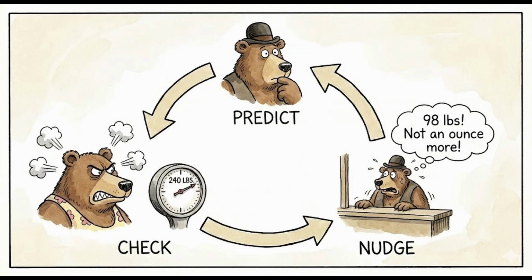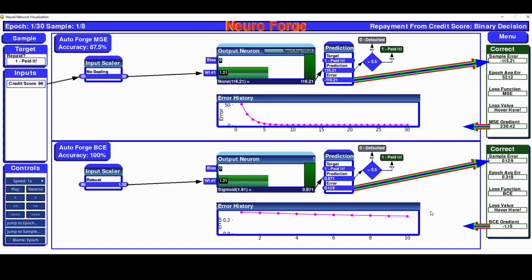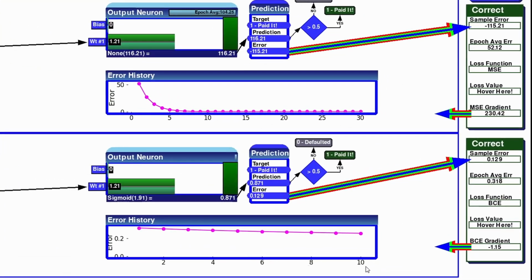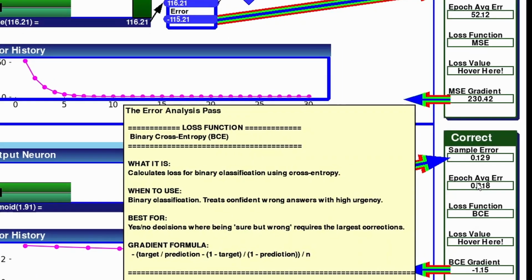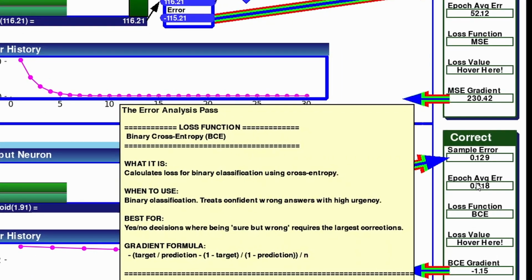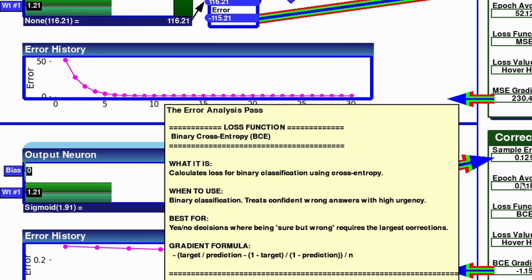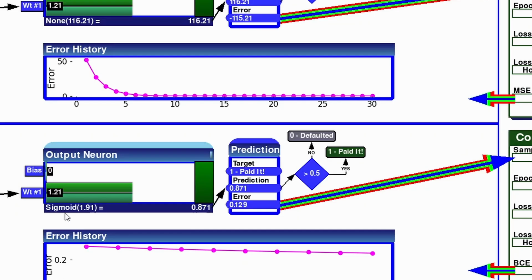Let's look at both versions side by side. First, notice how the graph clearly shows the difference in results. The first one started with an average error of 50 and never got it perfect. The new one started with an average error of 0.3 and got perfect classification in just 10 epochs. How? Well, we switched to the textbook loss function for classification known as BCE, binary cross entropy. And with BCE, the output neuron needs a sigmoid activation.